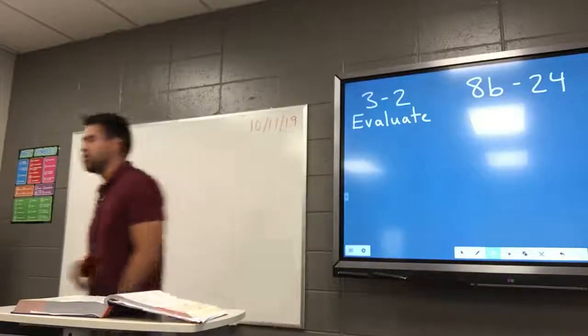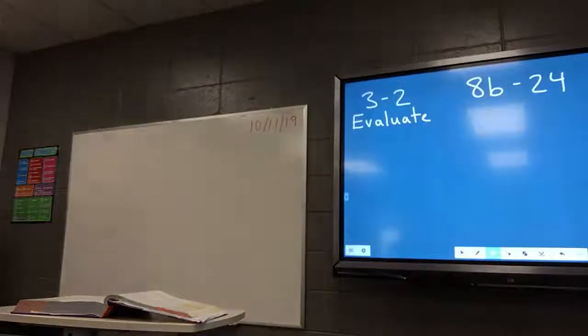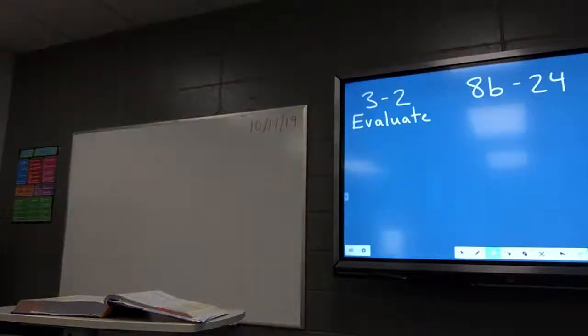What I want you guys to do is write that down. You could title it 3-2 and then the word evaluate. And I've put up a little expression up there, 8b minus 24. I'm just going to review real quickly so you guys remember what we're doing.